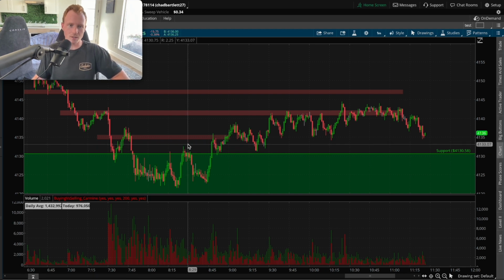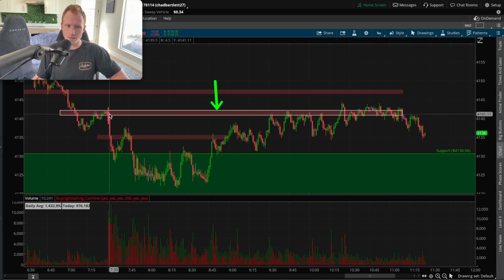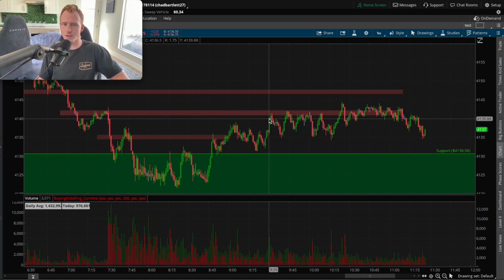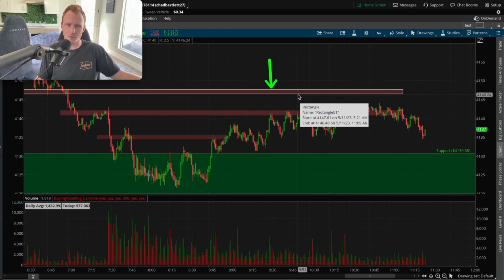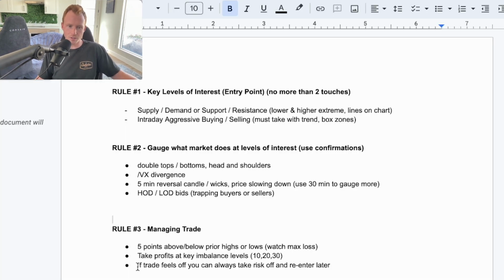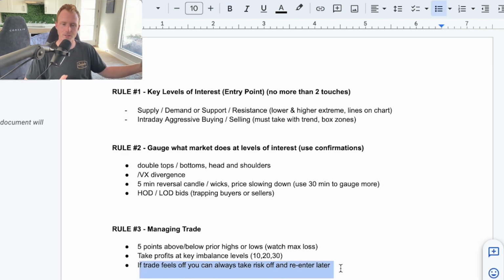And then from there, you know, the second key imbalance level was, where did we have aggressive selling? At this level right here, this red box. So as soon as we got here, I just had a limit order and then sold a few more contracts. And then my third and final target we haven't hit yet, which is this next red box way up here, which would net me around 20 points on the trade. And another thing I have on here is if a trade feels off, keep in mind you can always take it off. You can always take the risk off and re-enter later. You know, some people think that if you enter a trade, you have to stay in it, right? It's okay to be a little bit flexible if it doesn't feel right.